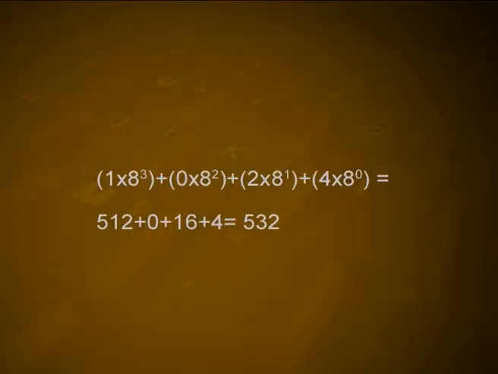Octal number system. In the octal number system, the base is 8. So, there are 8 symbols or digits: 0, 1, 2, 3, 4, 5, 6 and 7. Each position represents a power of the base 8. Thus, the decimal equivalent of octal number 1024 to the base 8 is 1 into 8 raised to 3 plus 0 into 8 raised to 2 plus 2 into 8 raised to 1 plus 4 into 8 raised to 0, equal to 512 plus 0 plus 16 plus 4, which is equal to 532.